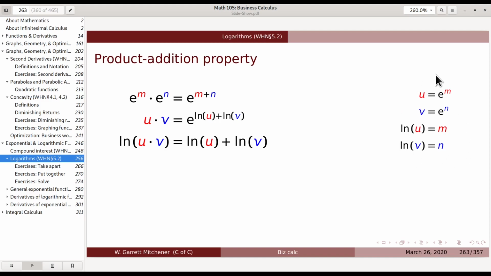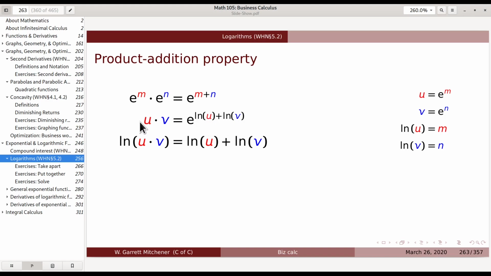Now I take these and start replacing things over here. I'll replace the e to the m with u, and I'll replace e to the n with v. That's here and there. Then I'm going to replace the m up there with ln of u and replace the n up here with ln of v. So I've replaced the m and the n with ln of u and ln of v. That takes me to the second equation: u times v equals e to the ln of u plus ln of v.